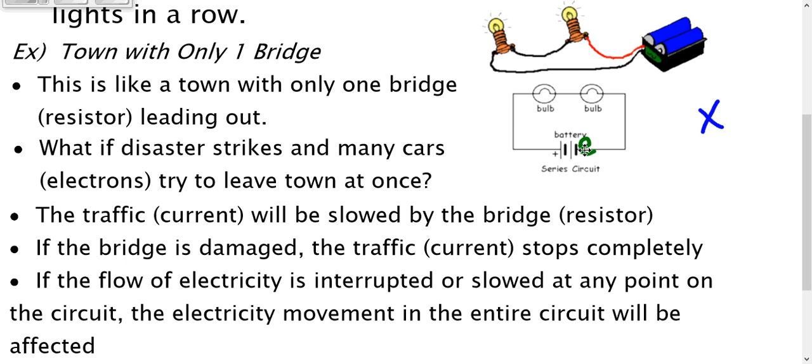Now, both bulbs must be working in order for that circuit to be complete. In this case, if one bulb burns out and the electrons try to go through, they won't be able to get to that positive end. They won't have that closed path for the electricity to flow. So in a series circuit, if one of the bulbs burns out, neither bulb will light up.